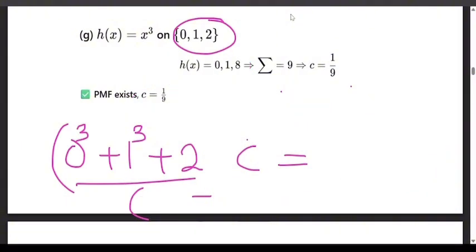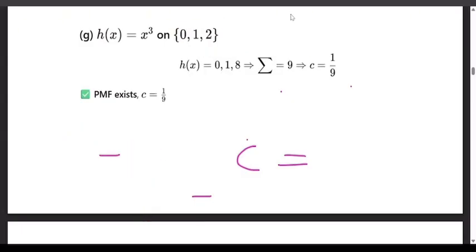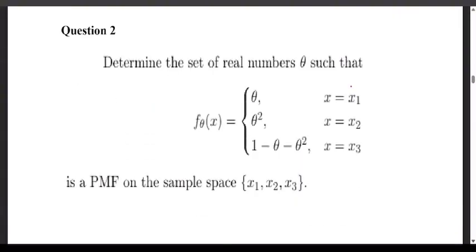Make sure that you understand you can be given any kind of function. When they give you any kind of function, of course they're gonna ask you to figure out the values of c, whether it exists or not. They want to figure that out in such a way that the probability mass function is defined. That's how question number 1 in the worksheet is done.